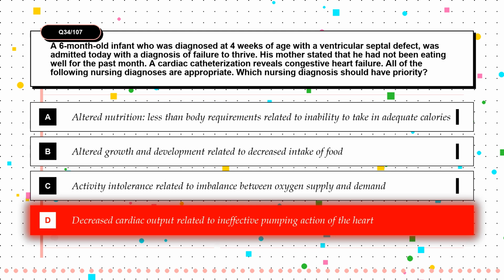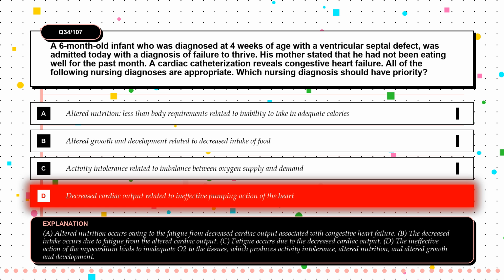The correct answer is option D. Decreased cardiac output related to ineffective pumping action of the heart. A. Altered nutrition occurs owing to the fatigue from decreased cardiac output associated with congestive heart failure. B. The decreased intake occurs due to fatigue from the altered cardiac output. C. Fatigue occurs due to the decreased cardiac output. D. The ineffective action of the myocardium leads to inadequate O2 to the tissues, which produces activity intolerance, altered nutrition, and altered growth and development.